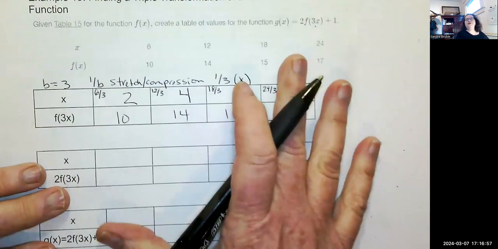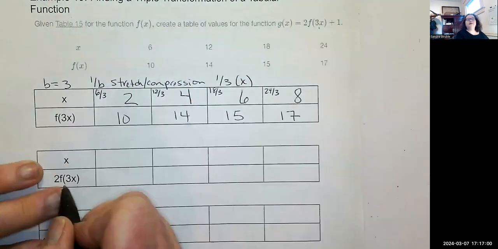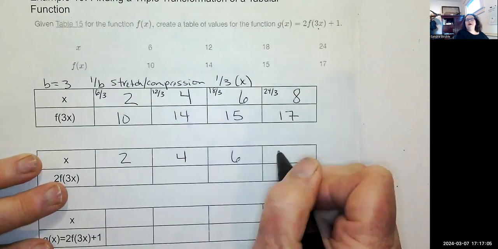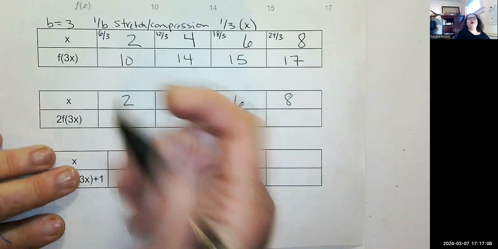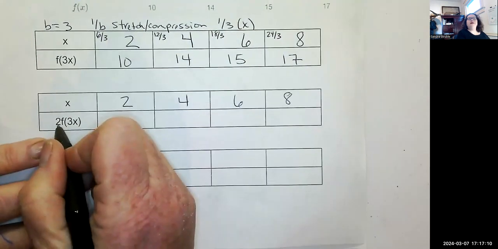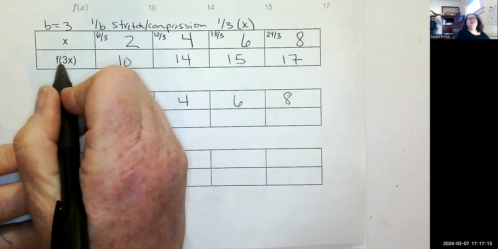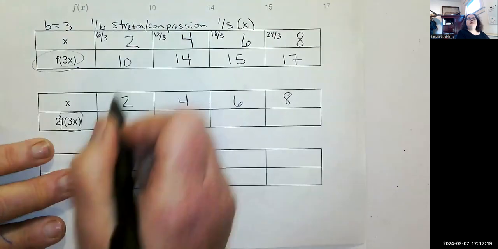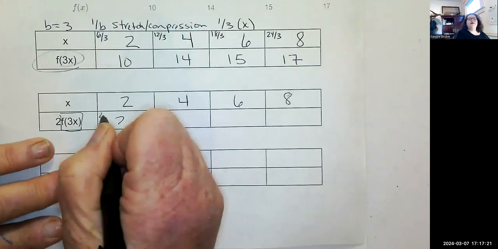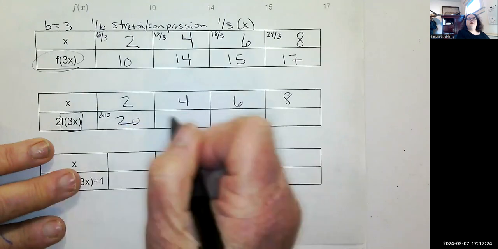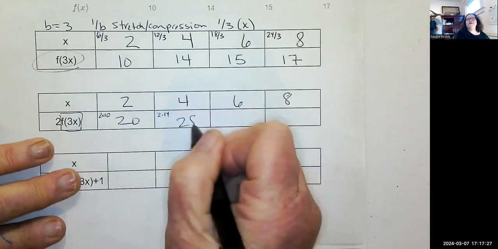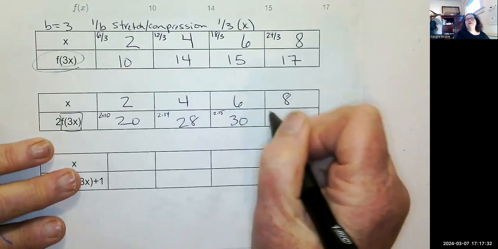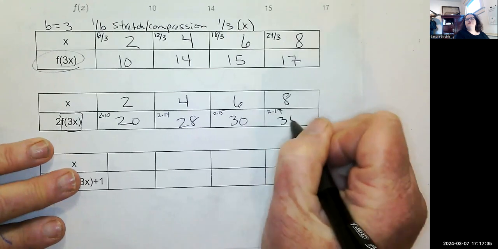Okay, let's go to the next part, which is 2 times f of 3x. So 2 times f of 3x means our x values are going to stay the same, and the only thing that's going to change is our y values, by multiplying times 2. Because you notice it's f of 3x, which is this piece right here. So it's 2 times 10, which is 20. 2 times 14, 28. 2 times 15 is 30. And 2 times 17 is 34.